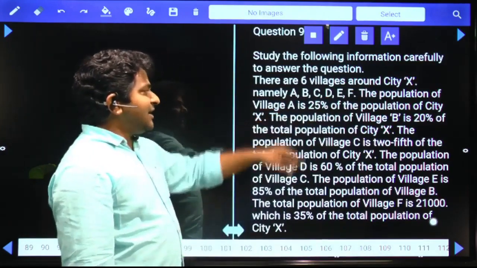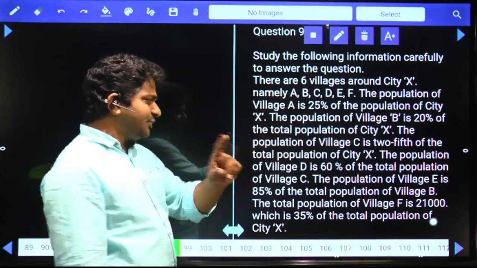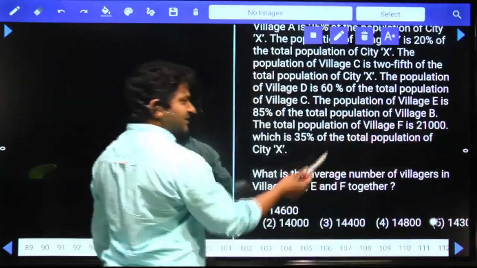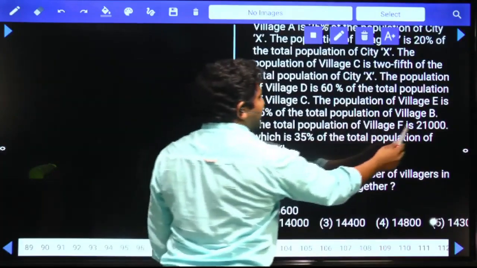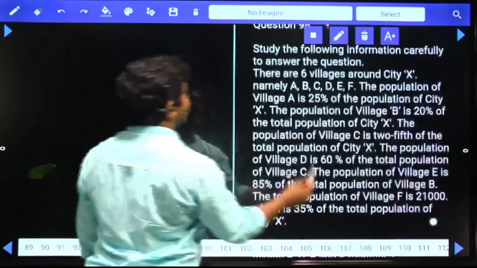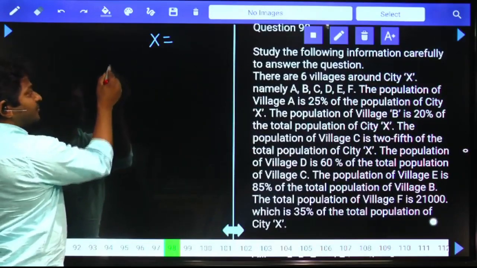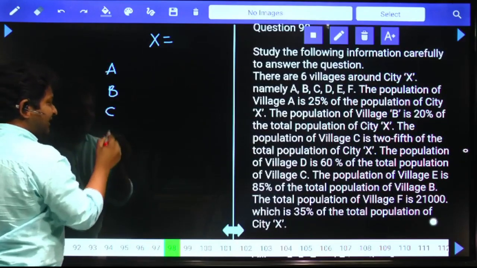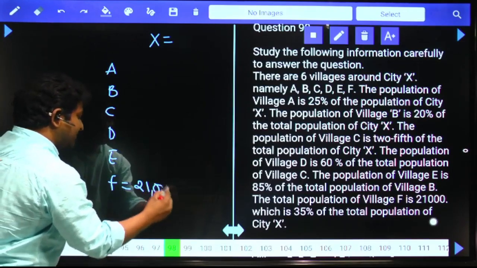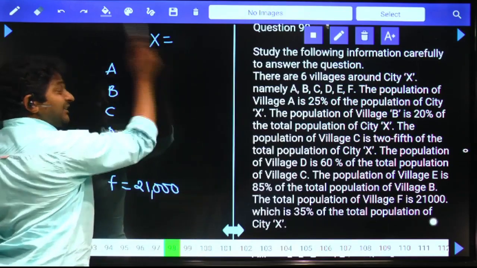The population of village A is 25% of city X. Now they are comparing population in percentage. Somewhere you should see a number. Look at this. Where exactly do you have a number? Here we have a number, 21,000. What is this? Village F. The total population of village F is 21,000, which is 35% of the total population of city X. Now let me take city X here, and we have A, B, C, D, E, F. 6 villages are there. The population of F is 21,000. This is 35% of this number.